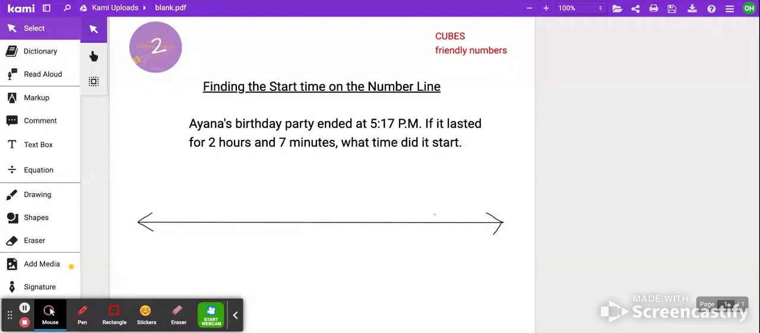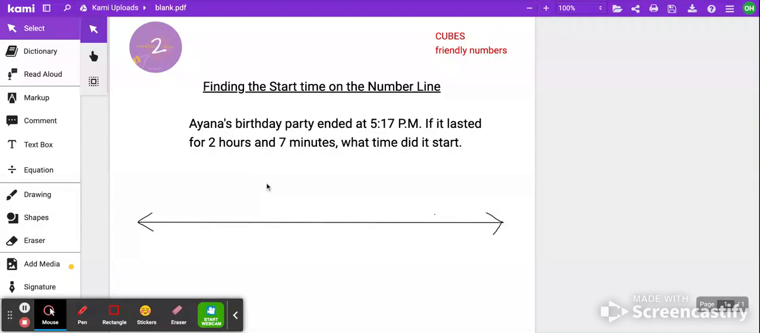So today we are going to practice finding the start time on the number line. Here we have a word problem, and we're going to work through it and see if we can find out what time a particular event starts, given that we have the end time and the elapsed time. So let's read the problem first.